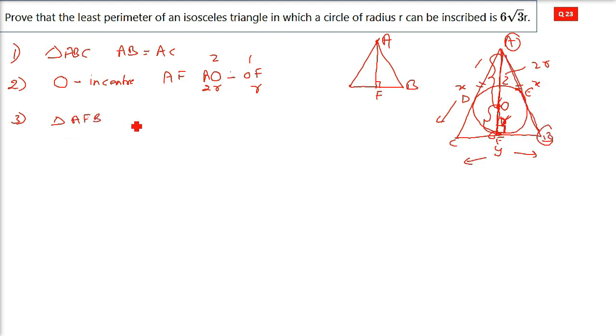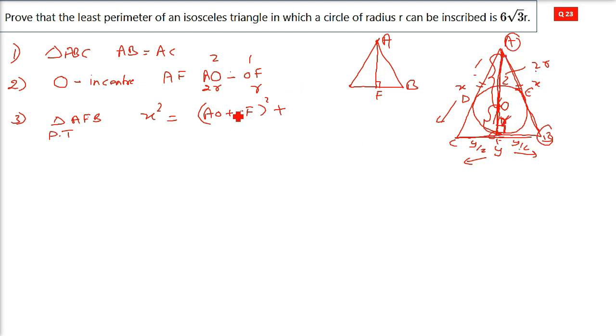Now in this triangle, you can take the Pythagoras theorem. AB is X, FB is Y by 2, and AF is AO plus OF. AO is actually 2R, and OF, from the center to the side BC, is R. So you have 2R and R. This is Y by 2, this is Y by 2. As I said, this is the property: if you have an isosceles triangle, this goes Y by 2, half of it.